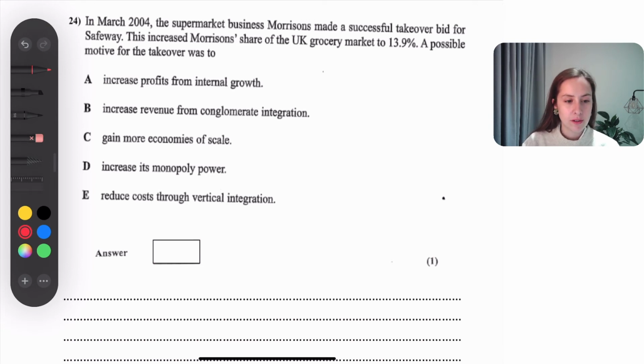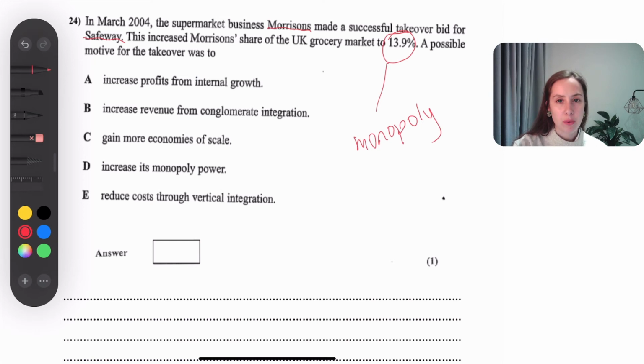This one, I don't know how many of you have heard of Safeway, but it was an old supermarket that merged with Morrison's, and I think I nearly got tricked with this one. I'll tell you why. Morrison's grew to become 13.9% market share. So they have less than what's required for a monopoly power firm, which would be around 25%.